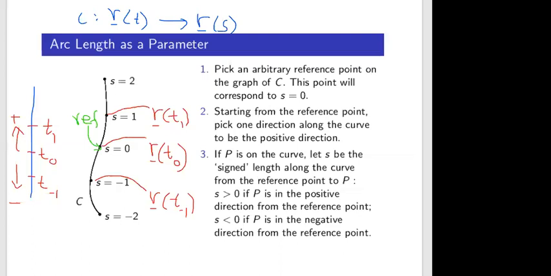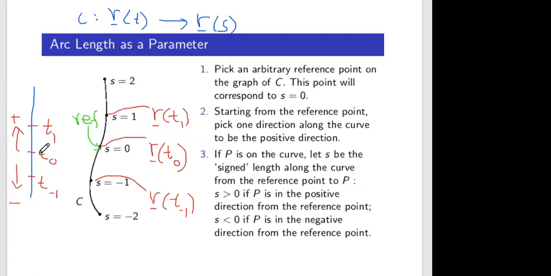Now I will convert this C in terms of S, the arc length. Now you have the equation in terms of t, so you have to choose a reference point. I will pick this point as my reference point, t naught. It is fixed; you have to pick that.